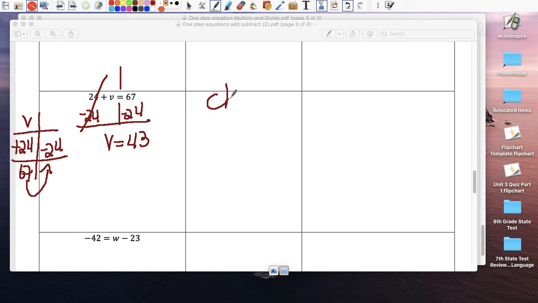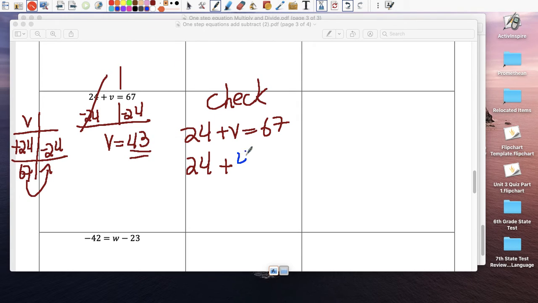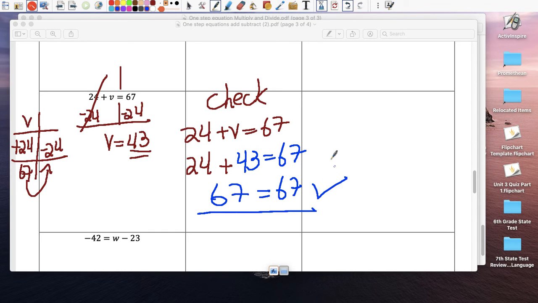Let's do a check. 24 plus V equals 67. 24 plus, and V here is 43, so let me change that. Equals 67. 24 plus 43 is 67, so we are good.